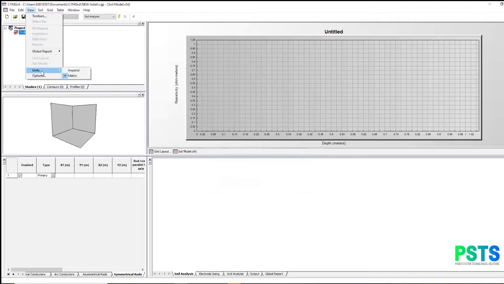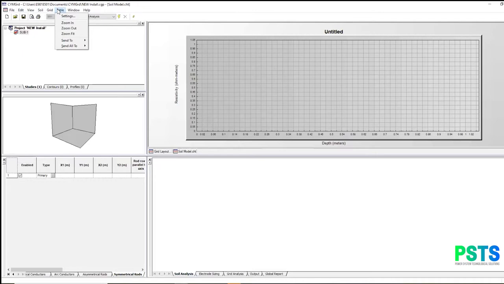Units, of course: I can use either the American system or the international system. Imperial is the British standard, or sometimes the American, I guess, and metric is the international one that they came up with. So we are going to use metric, meters and so on. Then soil measurements and parameters, resistivity and resistance, and grid parameters. These are the most important ones.